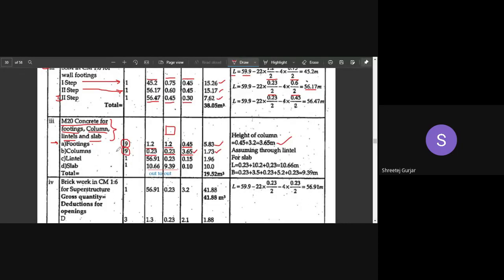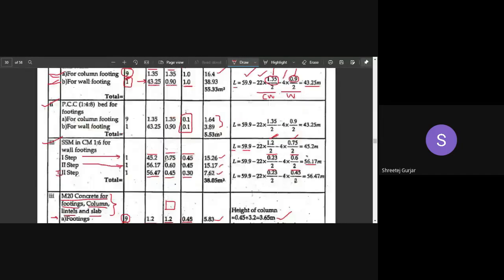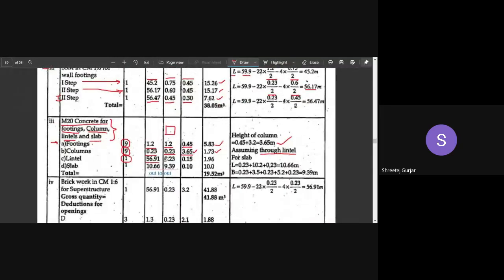Okay, so moving on to lintels. 1 in number, because we are considering a through lintel, that is an all around lintel. That is why the quantity is 1, and the center line length will be the same, 56.91. That is how you calculate using the same formula.